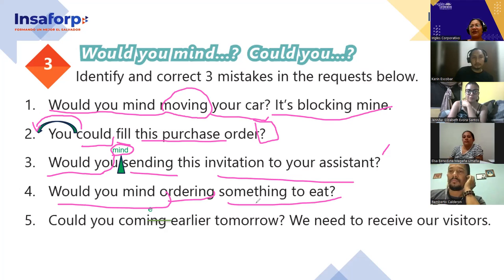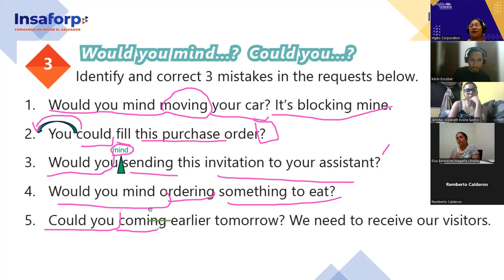That is okay. Yes. And finally, we have number five, in which we are going to use, could you come? But if I decide to use you, the verb is not in the gerund form. We need to use the base form. And for that, we need to cross it out and add an E. And in this way, we have corrected the three mistakes.